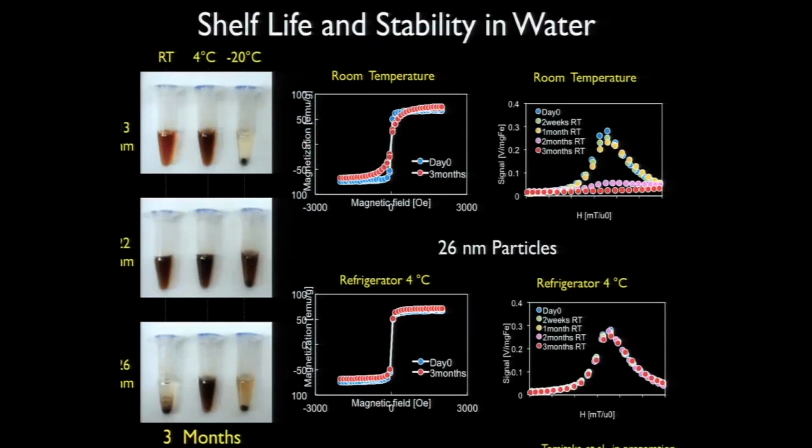Shelf life and stability is an ongoing experiment. It's right now at 3 months, and we can see that our particles are stable when they are stored in the refrigerator at 4 degrees centigrade. When they are stored at room temperature, they're not stable. When they are stored in the freezer, they're not stable. But at 4 degrees centigrade, they are stable for 3 months, and the experiment is still going on. These are the measurements at day 0, 3 months later, and so on, in the refrigerator, and you can see there is no change in the magnetization or in the point spread function over time.